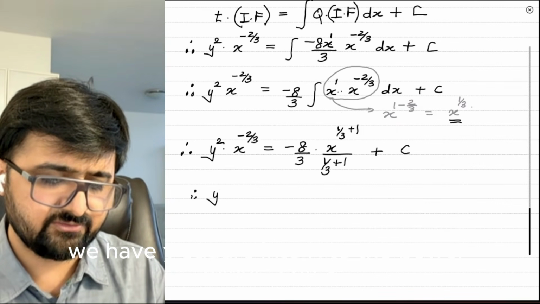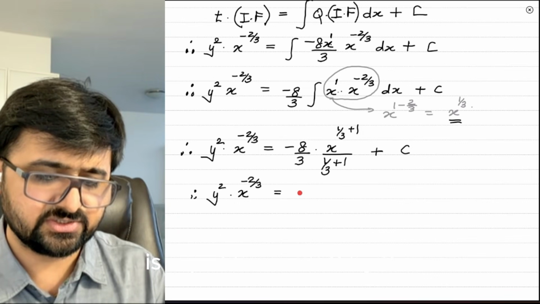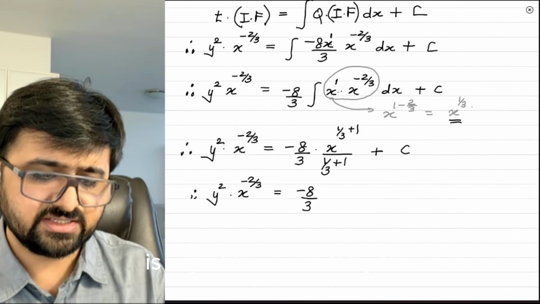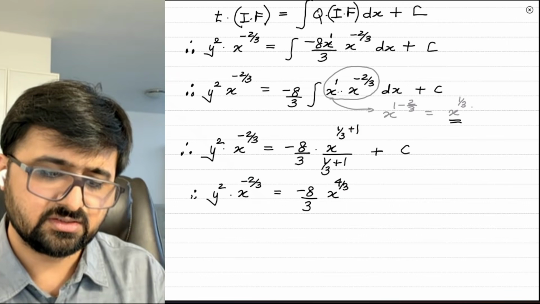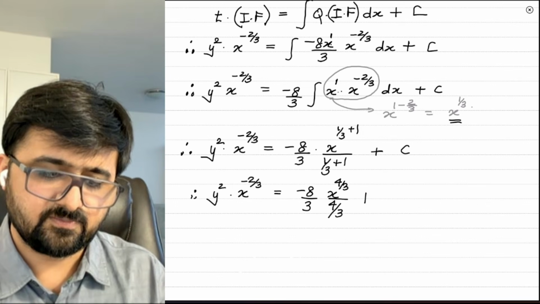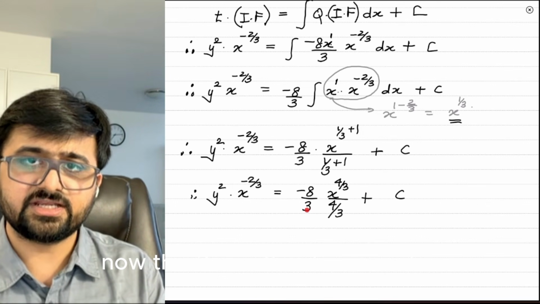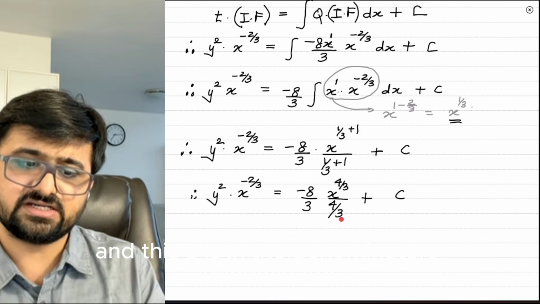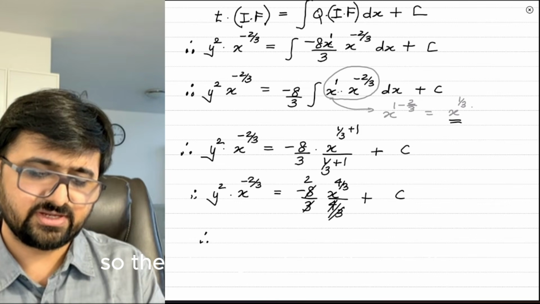So therefore we have y square into x to the power minus 2 by 3 is equal to minus 8 by 3, x to the power 1 by 3 plus 1, which is 4 by 3, divided by 4 by 3, plus c. Now this 3 is in the denominator and this 3 is in the denominator's denominator, so both can get cancelled. This 4 can get cancelled with 8 and you will be left with 2. So therefore you have the result.